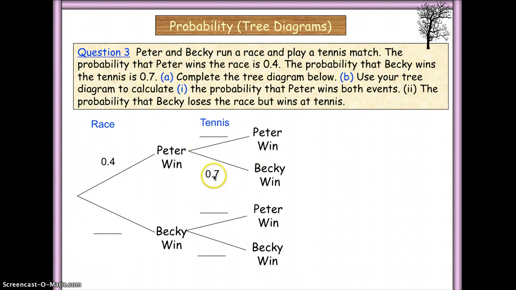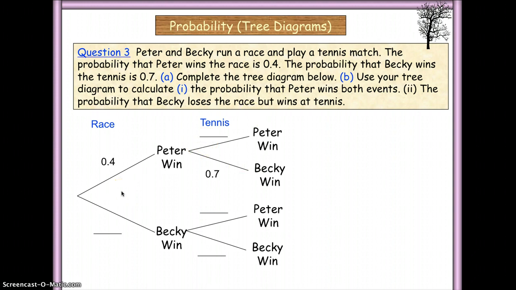And the same way here, 0.7 or 70% is given in the problem. It says here that the probability that Becky wins tennis is 0.7 or 70%. So on the second game, tennis, if Becky has the probability of 70%, then that means the probability of Peter winning is 1 minus 0.7. Okay, so remember that it's all about equal to 1.